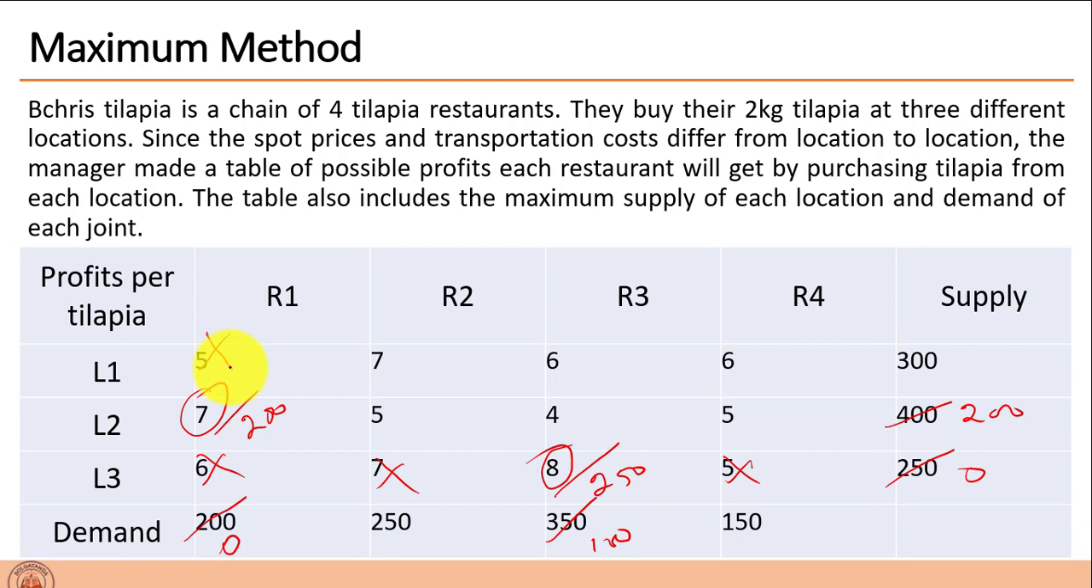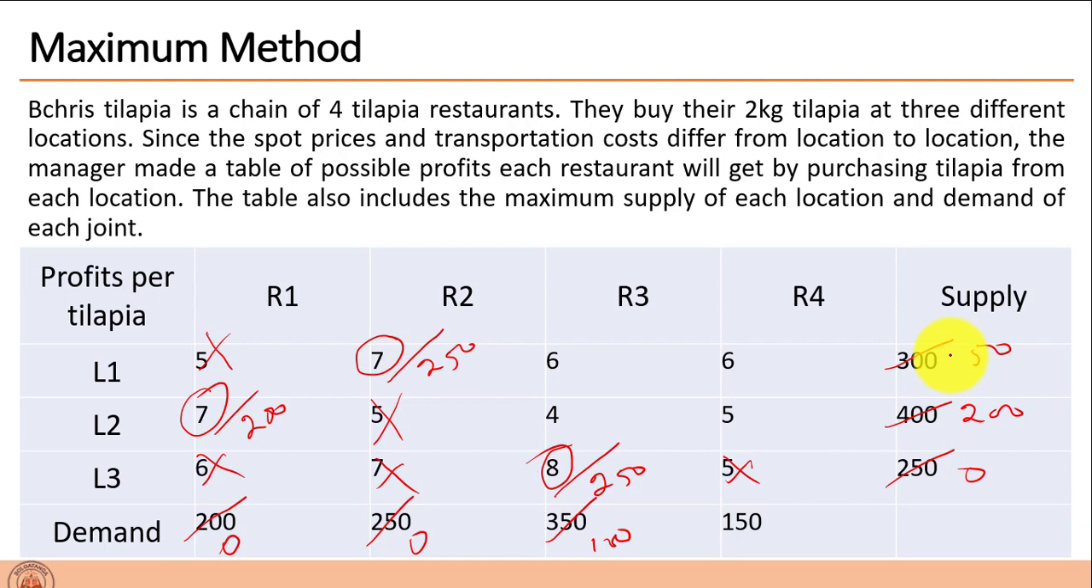The next highest value is 7 again. So this 7, this time L1 is providing R2, and R2 requires 250, and L1 can give more than that. So let's give all the 250 to R2 so that this will be satisfied, and we don't need to come there again. But then we still have something left here called 50. We have 50 units still left in location number 1.